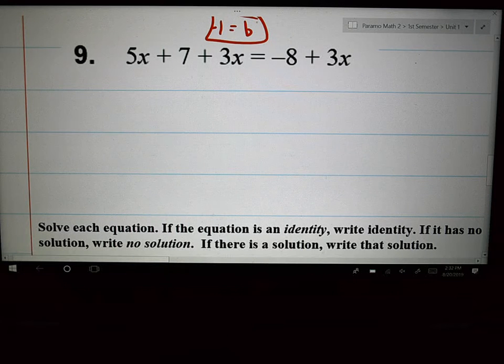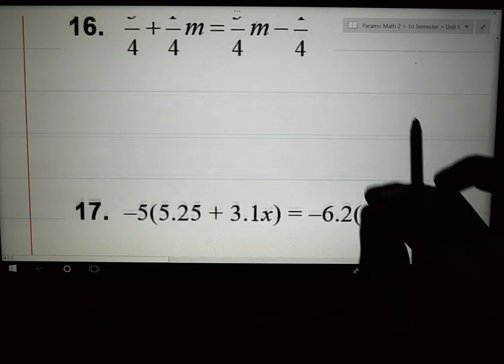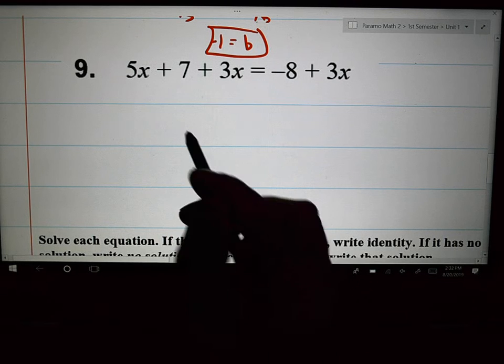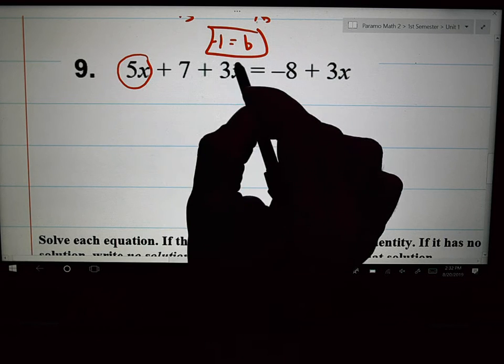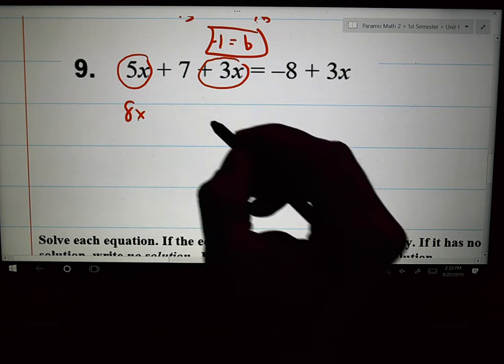I have a few more examples for you, and then I'm going to give you the rest of the time. I have number 9, 11. Oh my goodness, I have several down there, so let's get it done. Number 9. Sometimes you'll need to combine like terms first. 5x plus 3x is 8x. Combine the like terms.